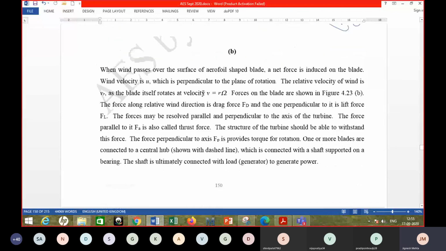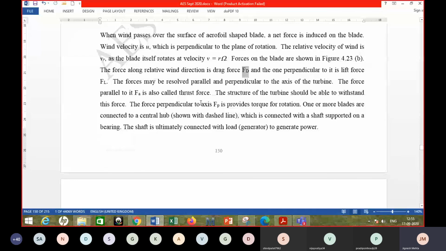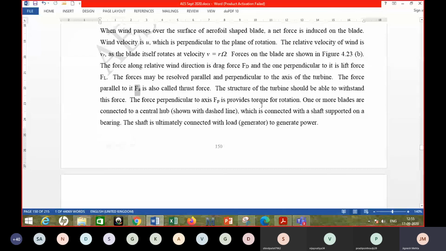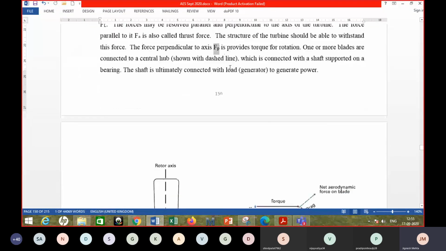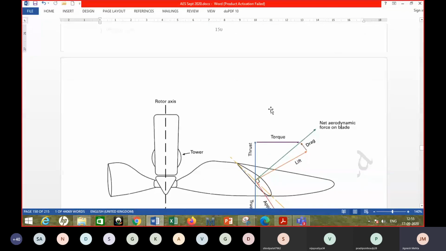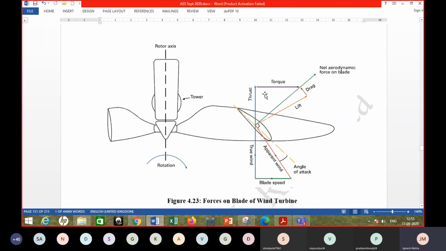The rotational speed of the blade V is nothing but R times the angular velocity, and the relative velocity of the wind may be written as VR. Then you produce the drag force and the lift force, which can be resolved into the axial component and the component which is producing the power, FP. This one you can call FA, the axial thrust force, and this is FP, which is responsible for power generation.